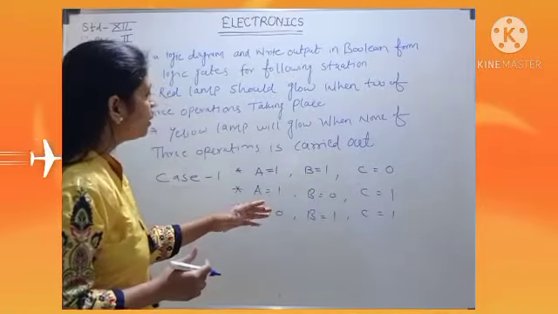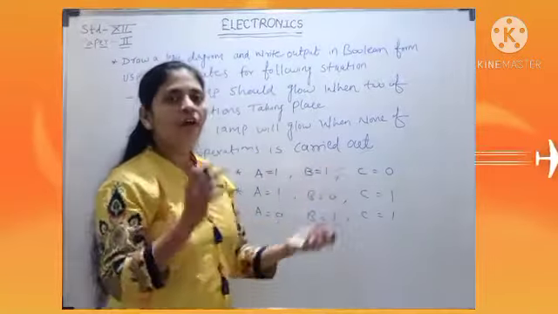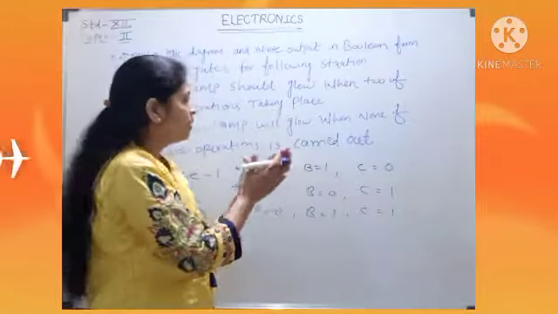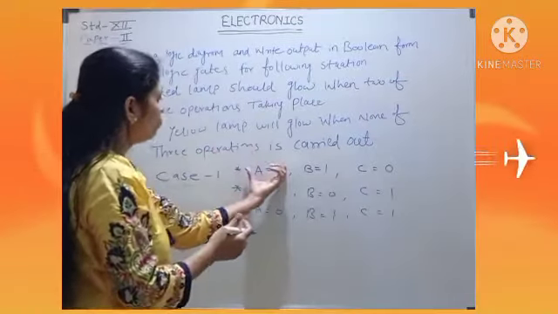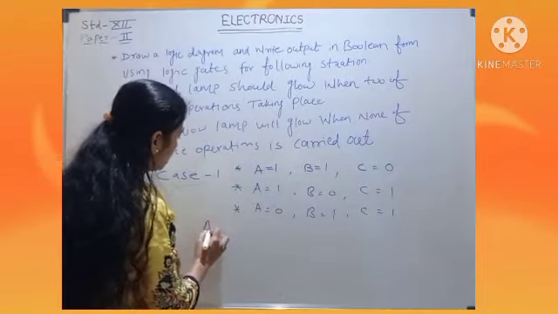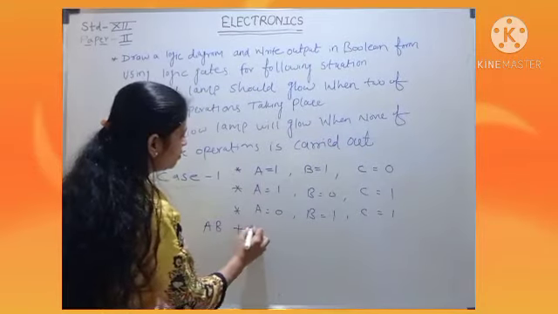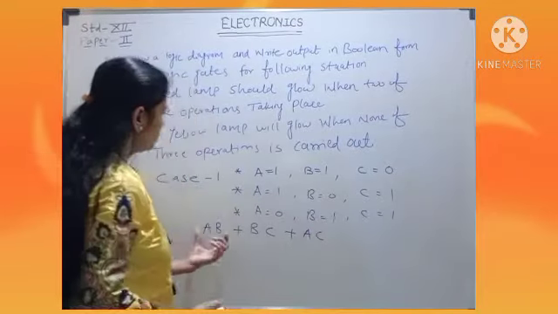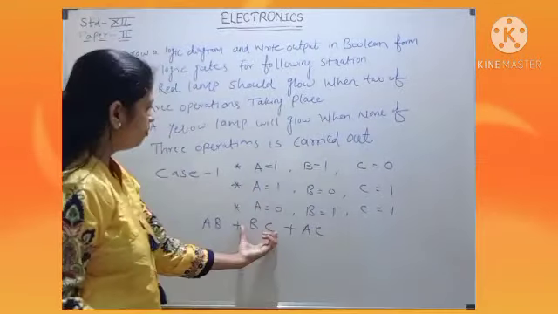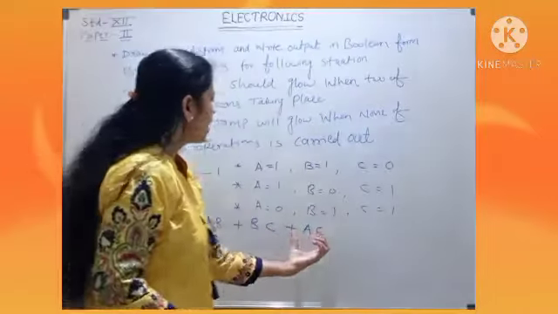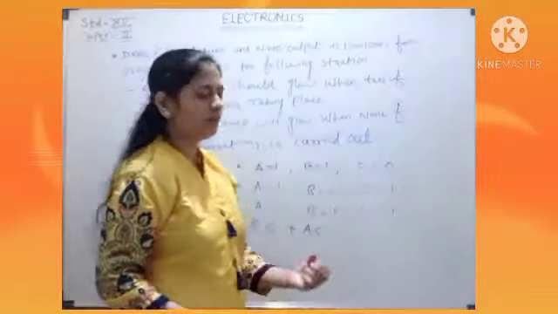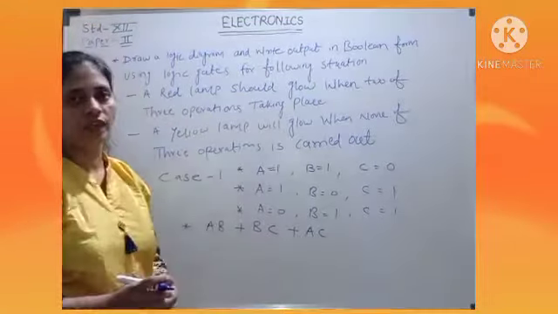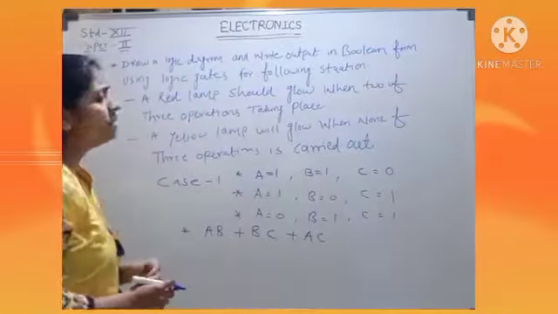For these conditions we have to add them all. So we can write the equation as AB plus BC plus AC. AB means A and B are high, BC means B and C are high, and AC means A and C are high. So this is the equation we got for the first case. Now see the second case.